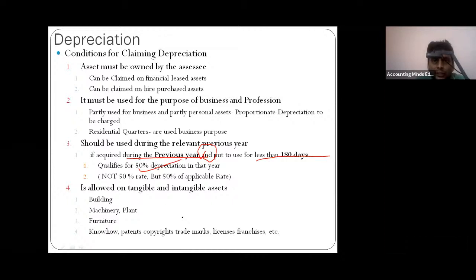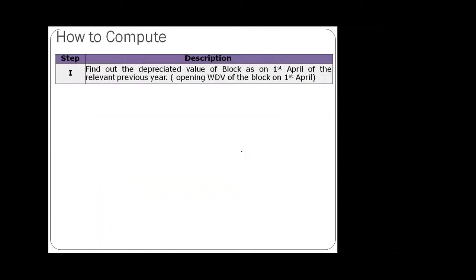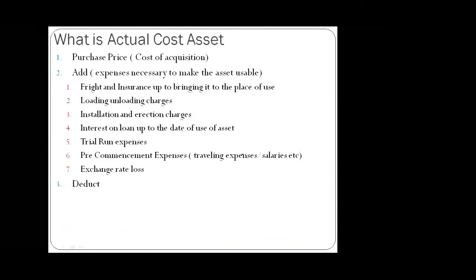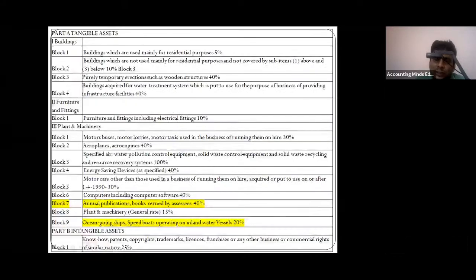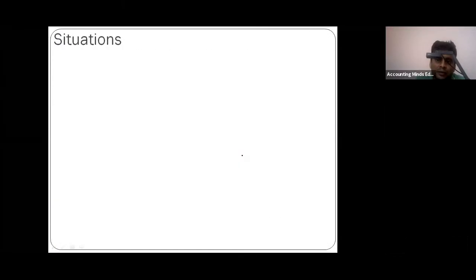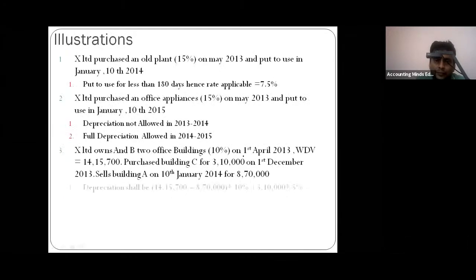So how much is the depreciation here? Full depreciation. Full 15% depreciation. Please understand this. This becomes important. They will ask you these tricky questions in MCQs. Be very, very careful. Okay? Right. Can you solve this problem?